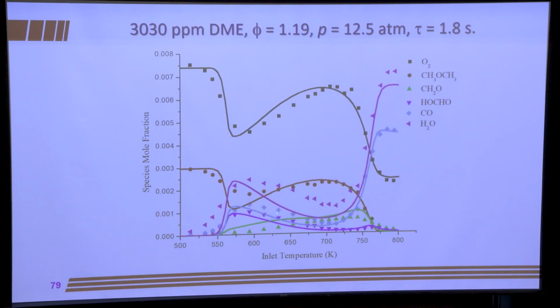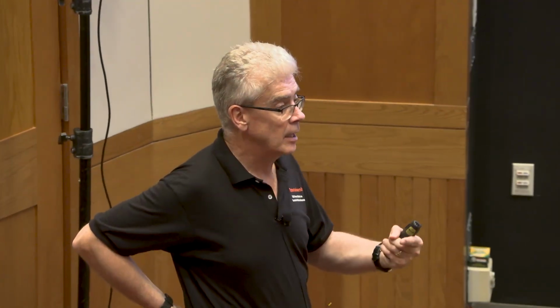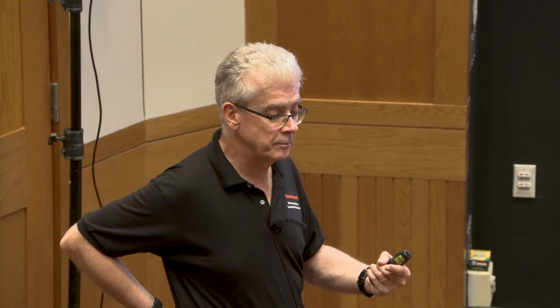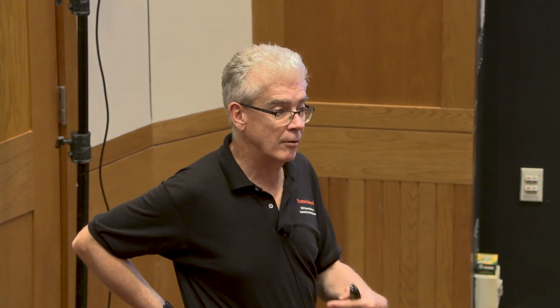Okay, I'm just showing this is the type of data that we can get from a flow reactor. And again, that's very valuable data in validating the chemistry in the model. Can it accurately predict all those species that are being produced? If it can, it tells us the chemistry is well represented by the model.